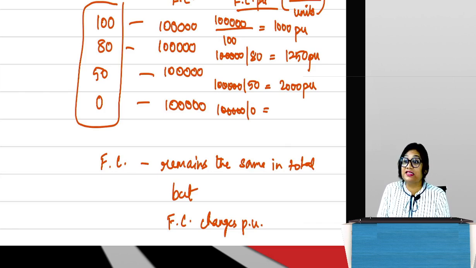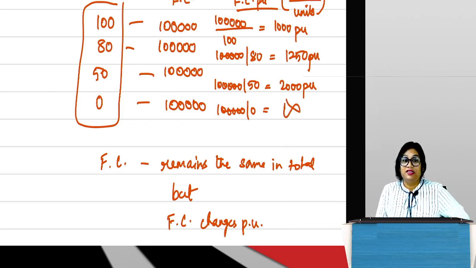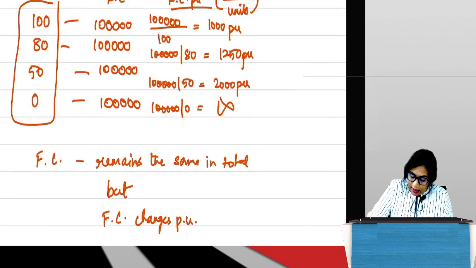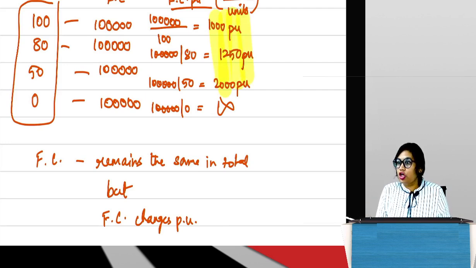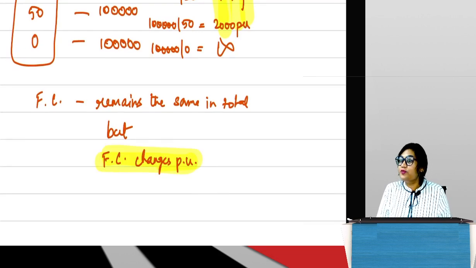anything divided by 0 is not 0. 0 divided by anything is 0. So this is anything divided by 0, which means this is infinity. So leave this, we are not concerned with this, this is just to show you. So guys, what is happening here? Fixed cost per unit, is it the same? No. What did I write here? Fixed cost per unit changes, right?